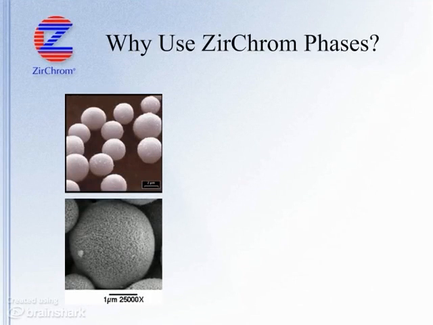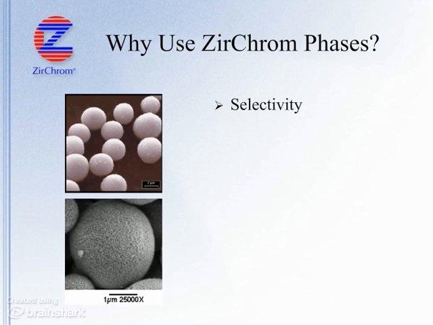The first question we are often asked by our customers is, why should I choose a zirconia phase? In this brief overview, we will discuss the two main reasons our customers choose zirconia-based columns for their most difficult separations. The first and most critical reason to choose a ZirChrom phase is selectivity. ZirChrom phases have a very different surface chemistry when compared to silica, allowing for unique and oftentimes superior selectivity.